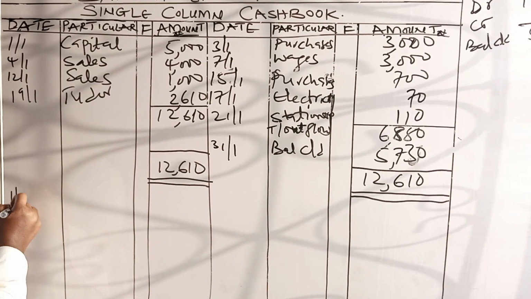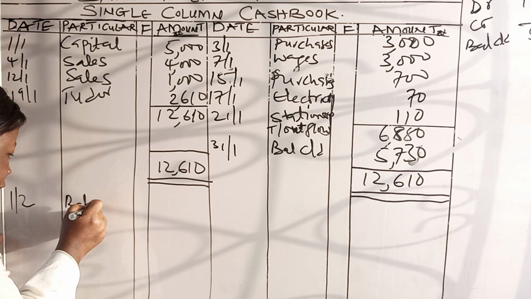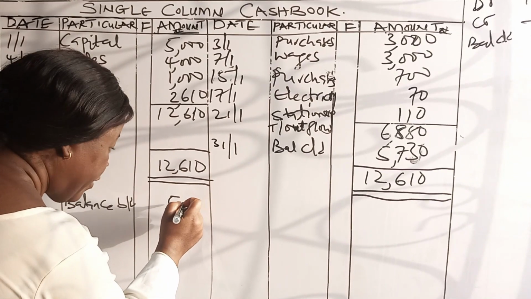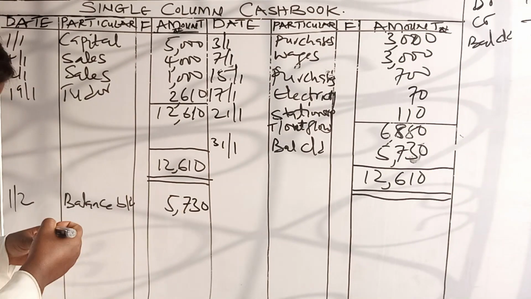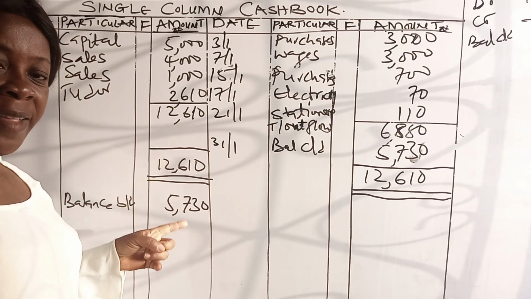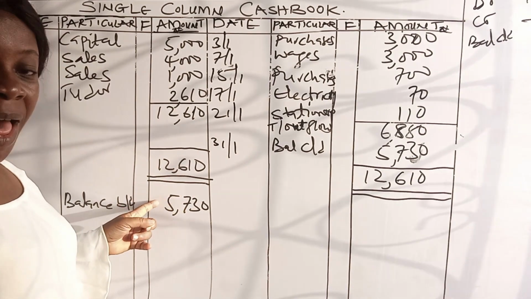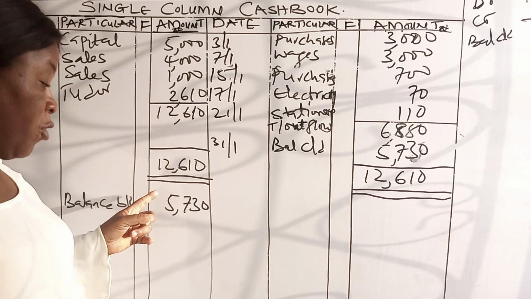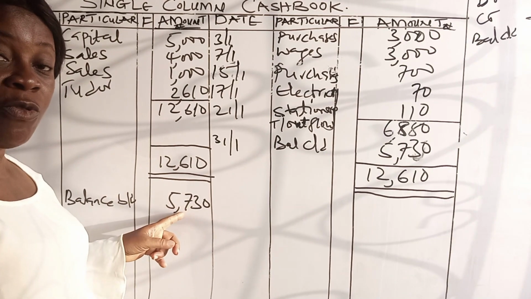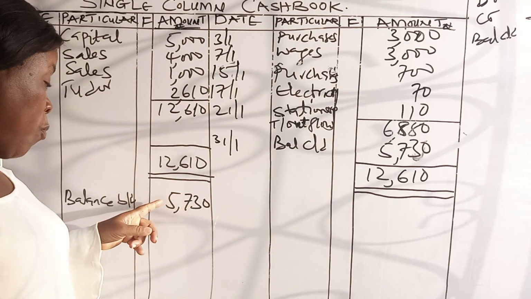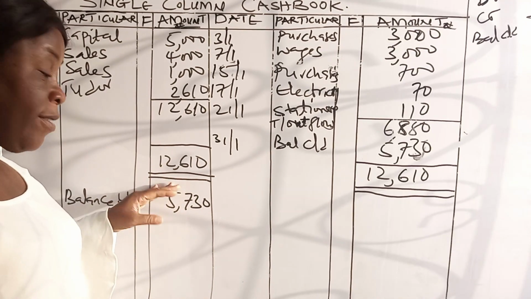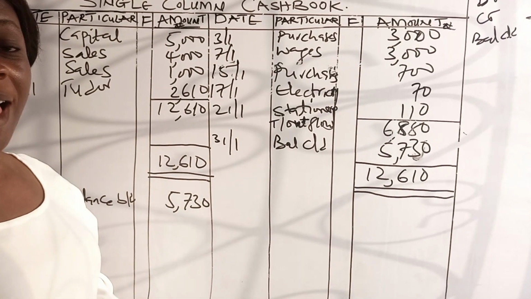So we have 1/2, balance brought down of 5,730 naira. Now there is something I want you to take note of. All assets are debit balances. That is, if it's an asset, the opening balance must always be on the debit side of any account being recorded. So because the opening balance is on the debit side, it means it's an asset. That is, the business still has 5,730 naira at hand.